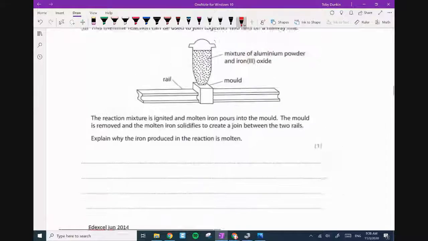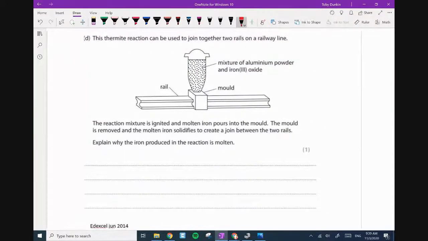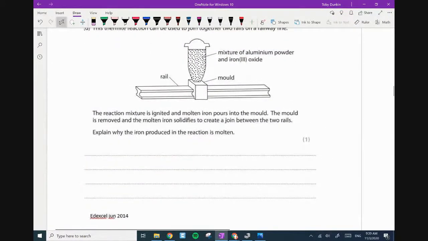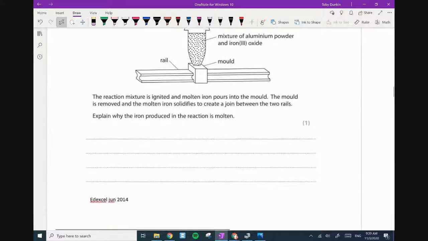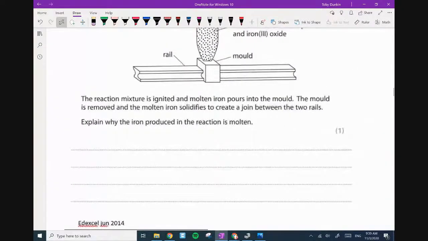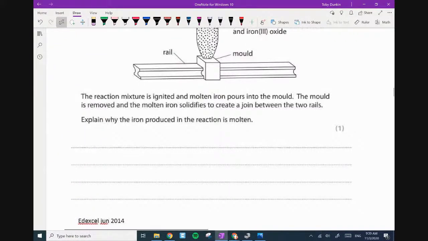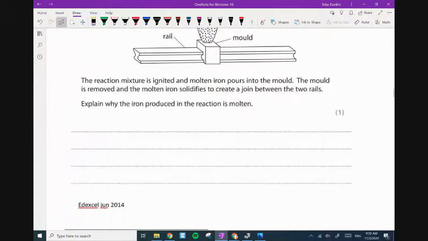Next. Okay, so the thermite reaction is used to join railway tracks. It's nice to see EdExcel, June 2014. Really nice that. The reaction mixture is ignited and molten iron pours into the mold. The mold is removed and the iron solidifies, creating a joint between the two railways. Explain why iron produced in this reaction is molten. The reaction is very exothermic.